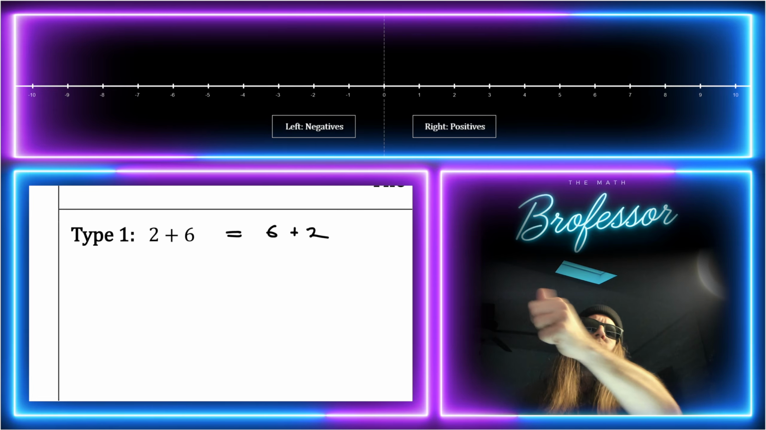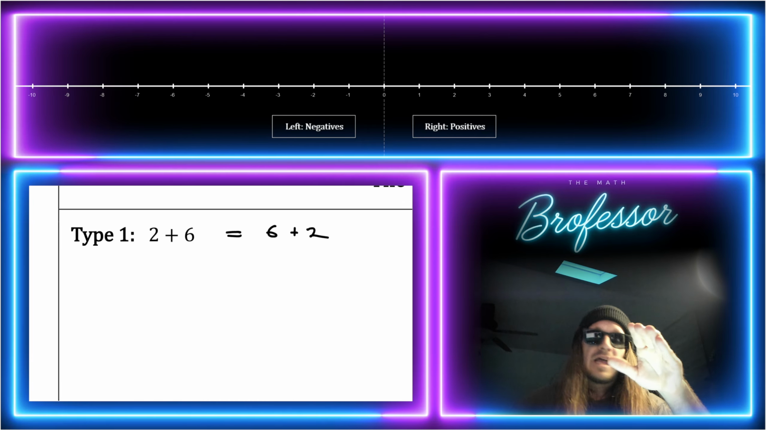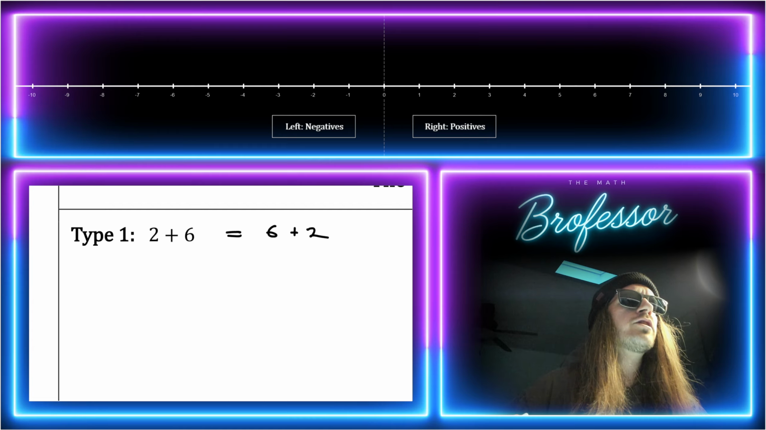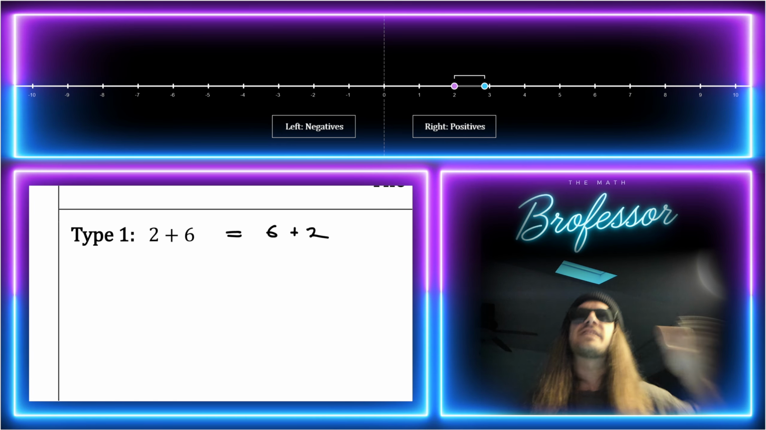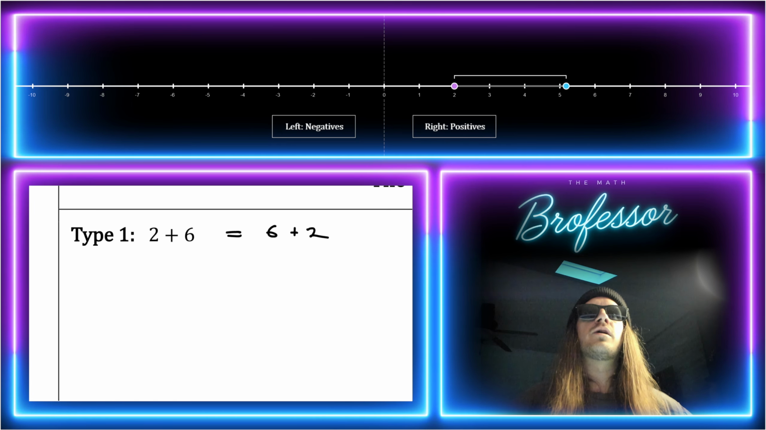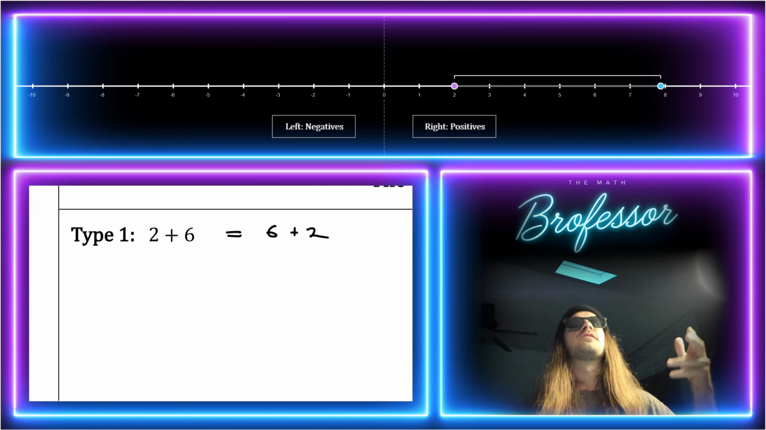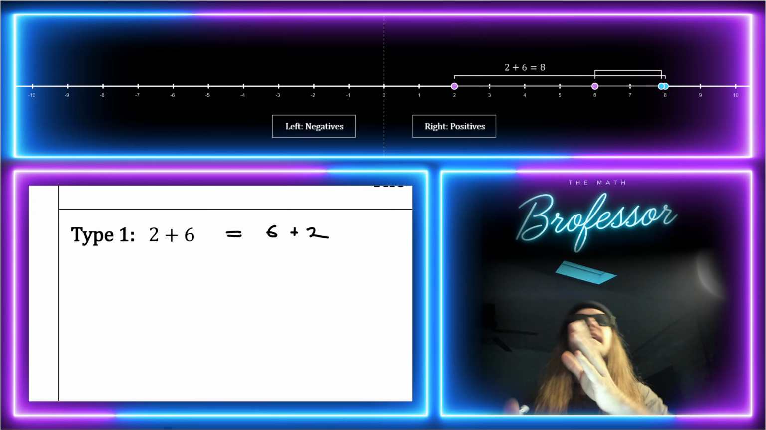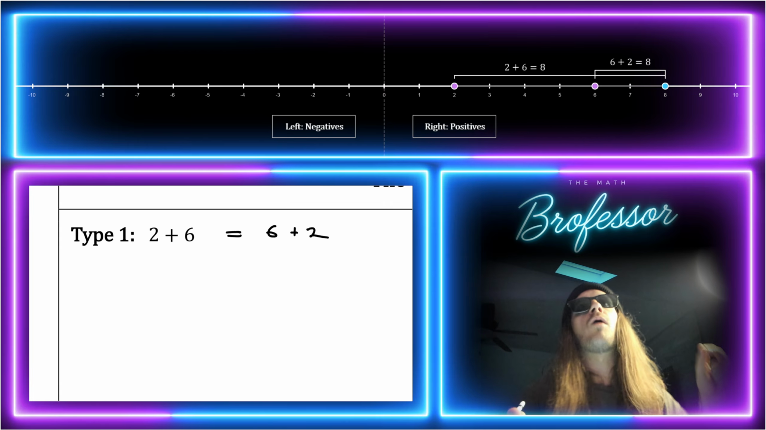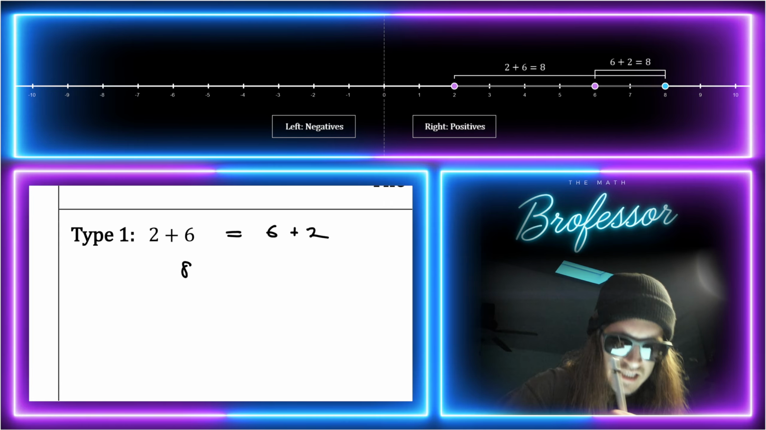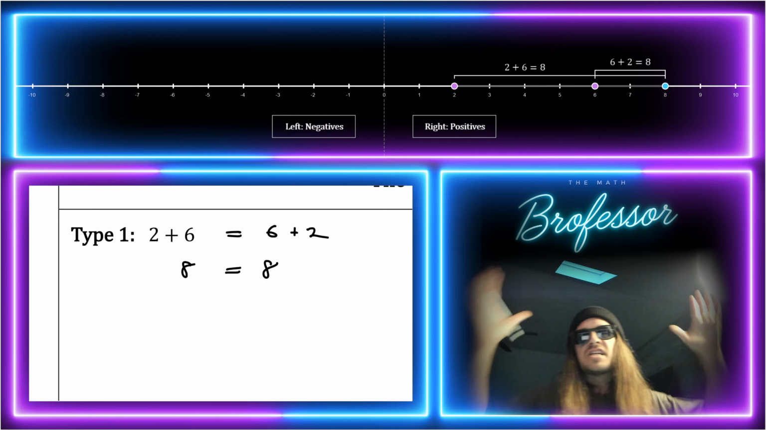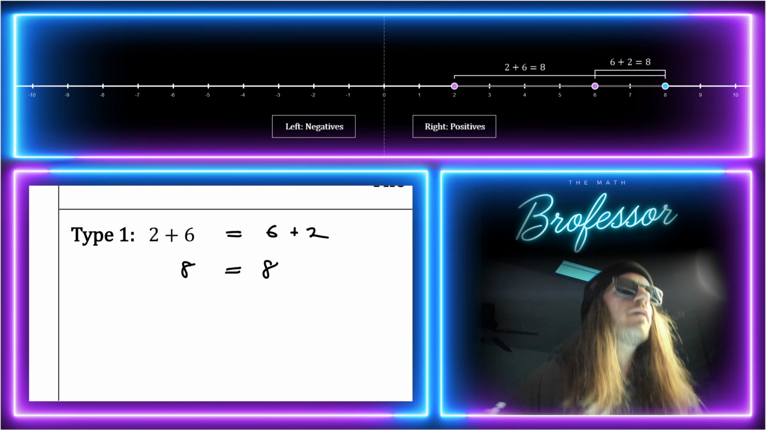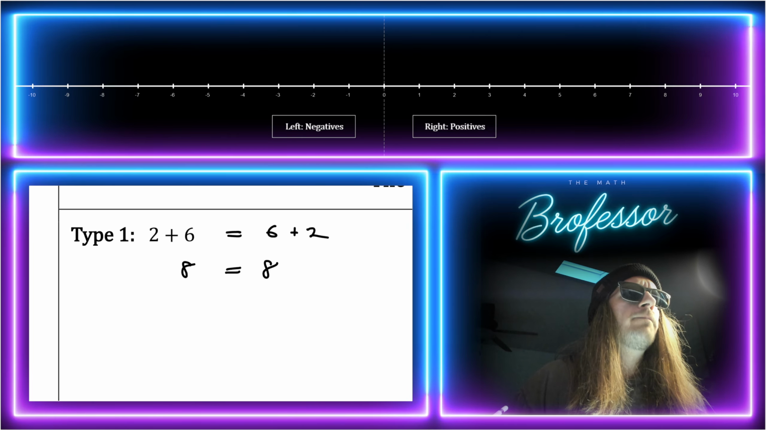If you start at 2 and move right 6 units, you're going to end up in the same place as you will if you start at 6 and move 2 units to the right. So check this out. Here's what I'm saying. You're going to start at 2 and you're going to move 6 units to the right. 2, 3, 4, 5, 6, right? That's 8. 2 plus 6 is 8. Now, it'll be the same thing if I start at 6 and I move 2 units to the right. That will also land you at 8. 2 plus 6 is 8, and 6 plus 2 is 8. Same thing, right? That right there is the commutative property of addition in its purest form.